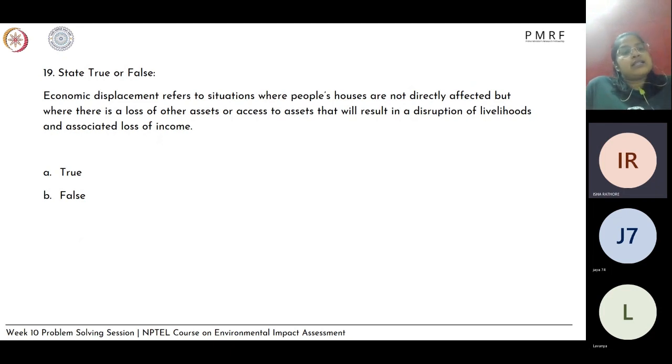So we looked up physical displacement and economic displacement in the social impact assessment. So again, this is based on the definition of economic displacement. Again, highlighting that definitions are critical and important from an examination's point of view. Okay, so the correct answer is A, that is the given definition for economic displacement is true. So the correct option is A, true.